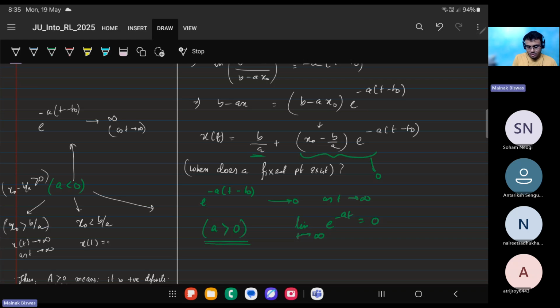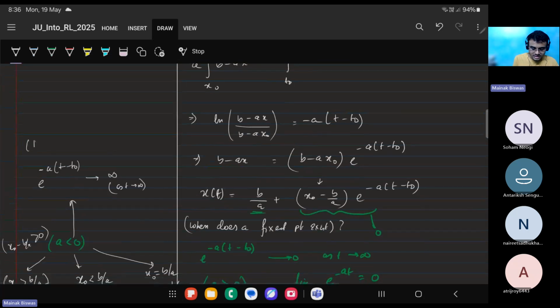Xt will go to minus infinity. Yes or no? Because this x minus b by a is negative. Yes or no? And if x naught is equal to b by a, again you get a fixed point. Xt is equal to b by a. Correct? Fine, got it. So now you see there is no fixed point as t tends to infinity. No fixed point exists.